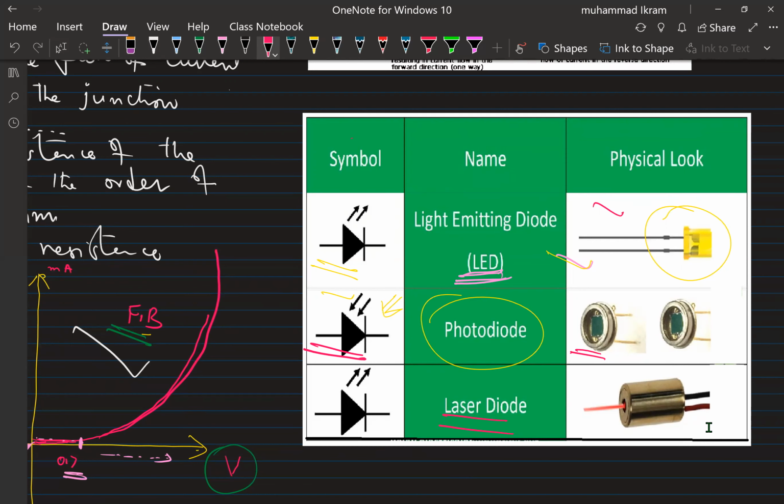The next lecture will be on the rectifier, which is a device used to convert alternating current into direct current.